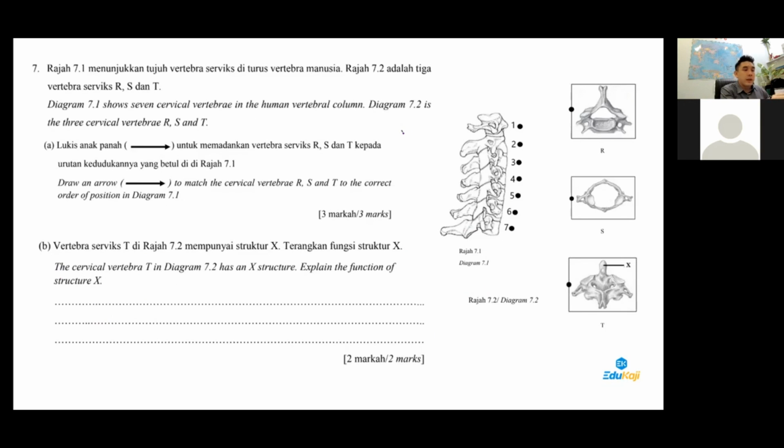Okay, question 7 is to do with Form 4, Chapter 14. Now, what's the first one? Oh, draw an arrow. Okay. Draw an arrow. So at the very top, at the very top.